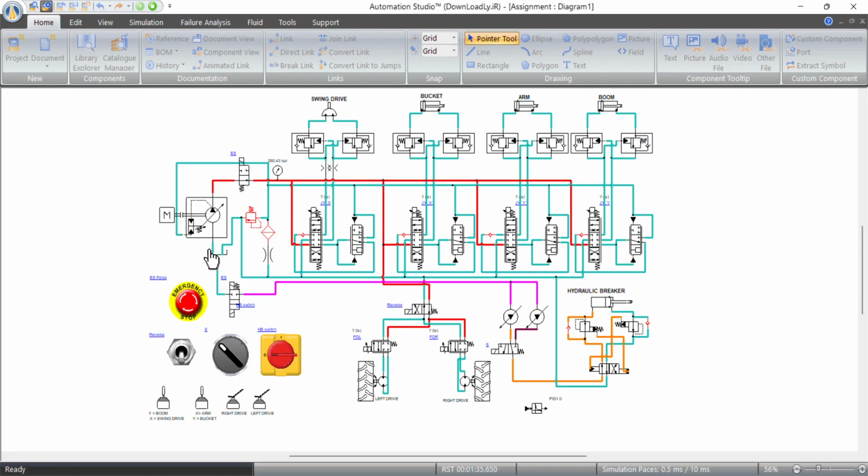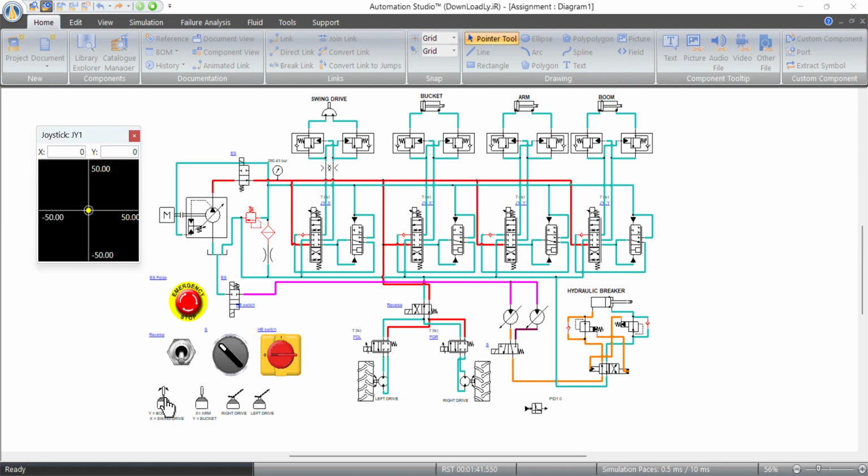Let us start with the swing drive operations. Initially, the 6/3-way DCV is at neutral position. When the joystick controller is actuated towards the positive x-axis value, the 6/3-way DCV shifts its position downward, which allows the fluid to flow towards the 3/3-way DCV, then actuates it and shifts it upward, which allows the fluid to flow.